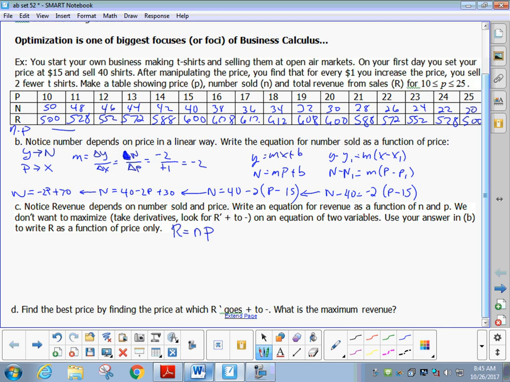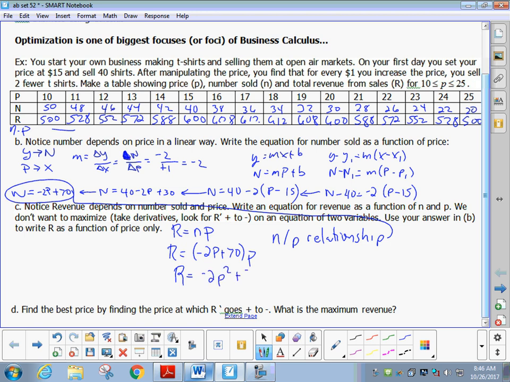Well, what do you have as another n-p relationship? Just found with that, right? So you can plug in place of n, negative 2p plus 70 times p, and say the revenue is negative 2p squared plus 70p. That's a downward opening parabola. Does that verify our concave down idea? Yes, it does. Okay. Does it also tend to yield a maximum r? Downward opening parabola. Yeah. Okay.